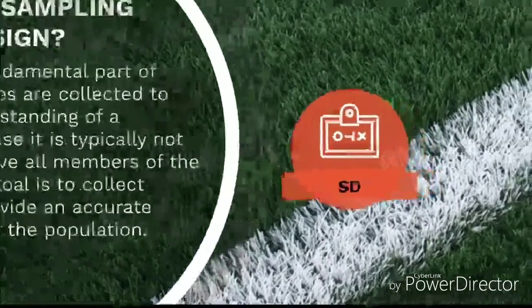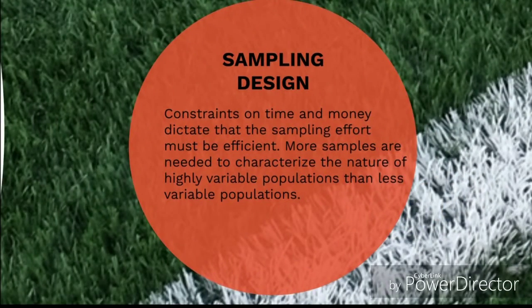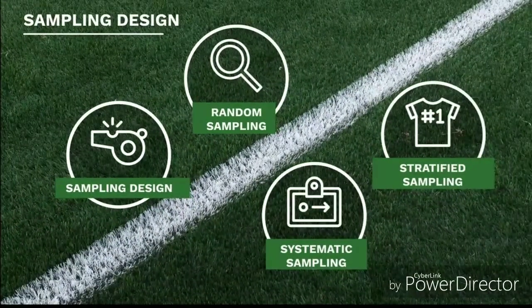Sampling design constraints on time and money dictate that the sampling effort must be efficient. More samples are needed to characterize the nature of highly variable populations than less variable populations. There are three types of sampling design. First, random sampling. Second, systematic sampling. And last, stratified sampling.